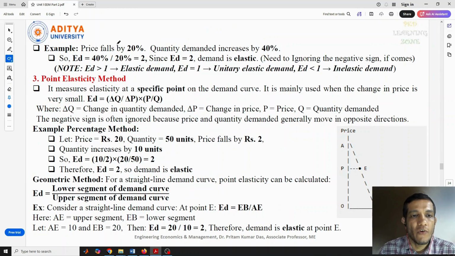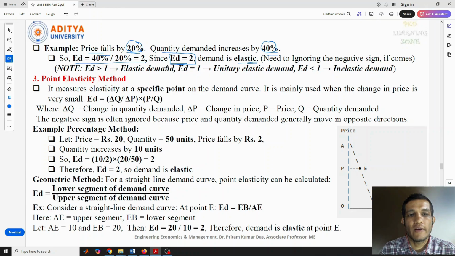Now we will try to understand by taking one example here. When the price falls by 20%, that means the price dropped. This is the change in price. The quantity demanded increased by 40%. So demand in quantity increased by 40%, price fell by 20%. So we can calculate the value of ED: 40% by 20%, that is del Q by del P, and here we'll get the value of ED equal to 2. So ED equal to 2 means demand is elastic.